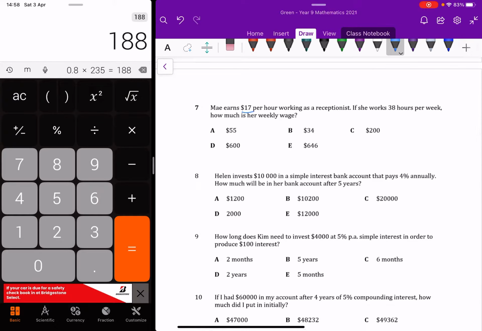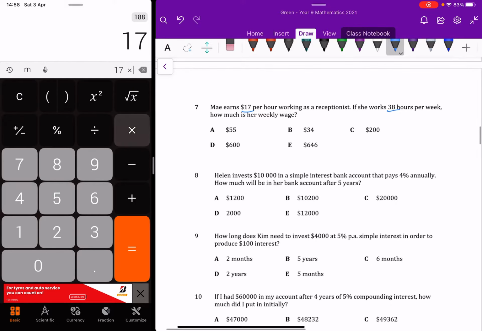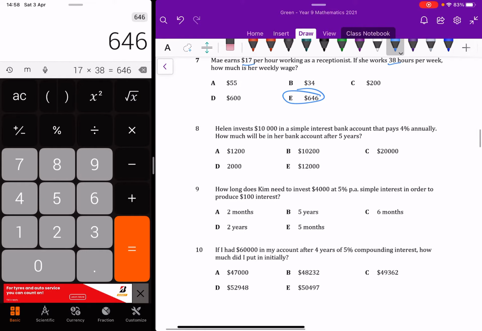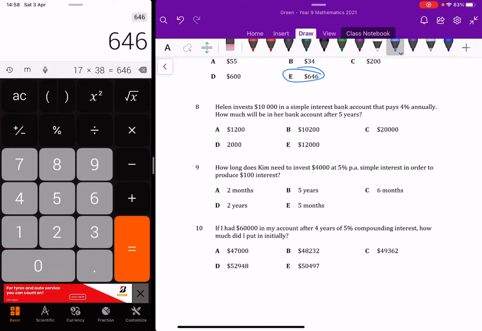May earns $17 per hour as a receptionist. If she works 38 hours in a week, how much is her weekly wage? Well, she gets $17 an hour. She works 38 hours. Bang, 646. That's her weekly wage. Now we're getting on to this interest and everything.